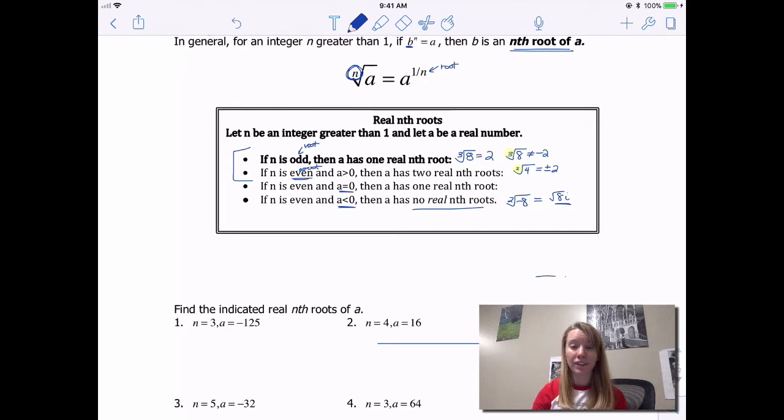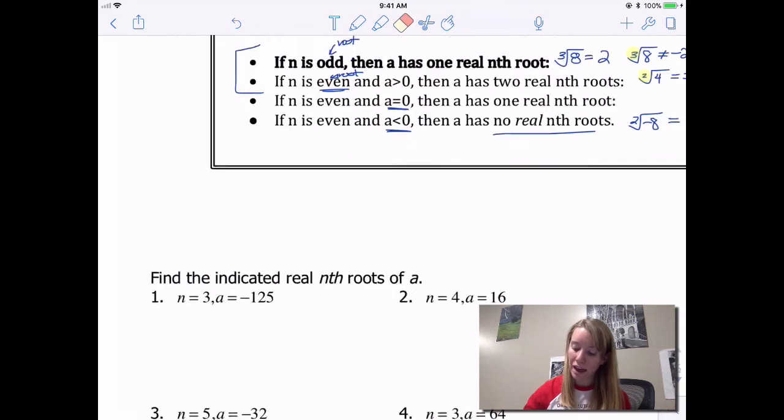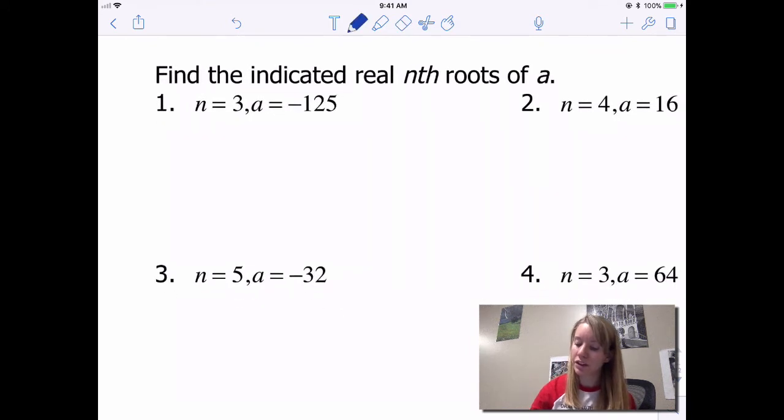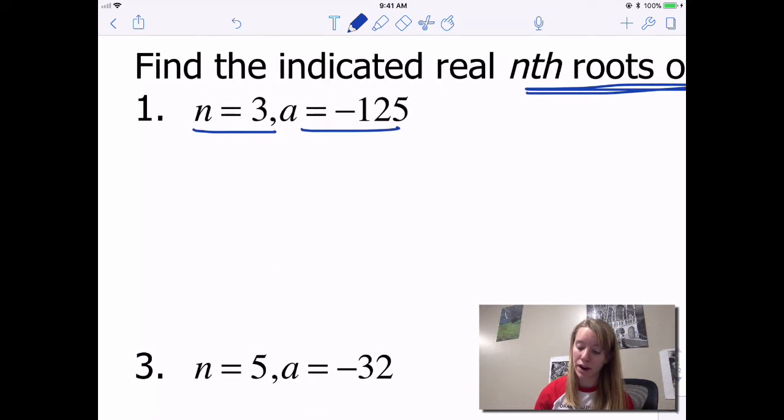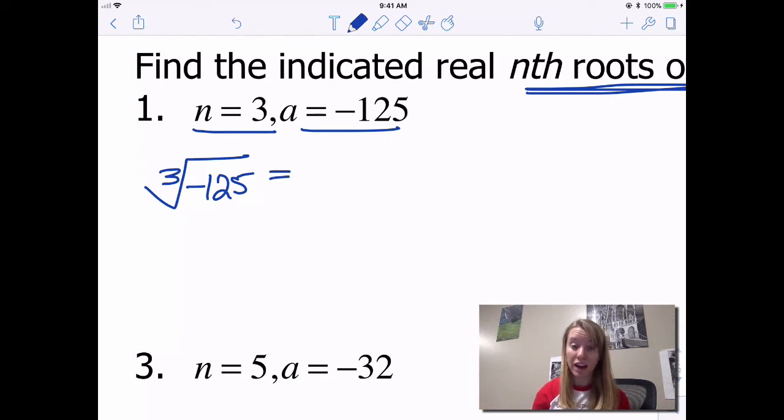So let's see what that looks like in these problems. I have, find the real nth roots of a. The thing to do is just to write it out. So n is 3, that's the root, and a is negative 125. How I write this is the nth root of a. And then I've got to think, what times itself 3 times gives me negative 125? And that is negative 5.